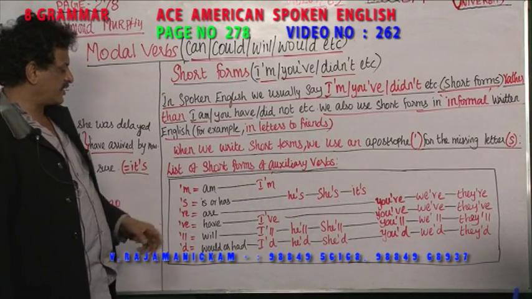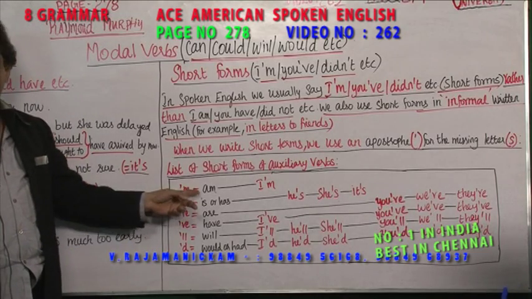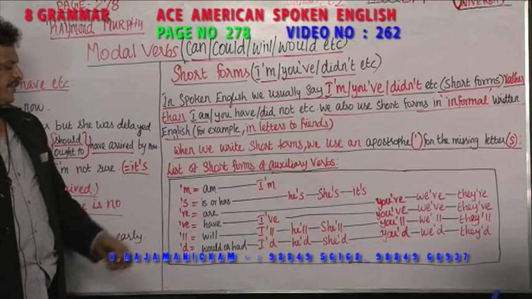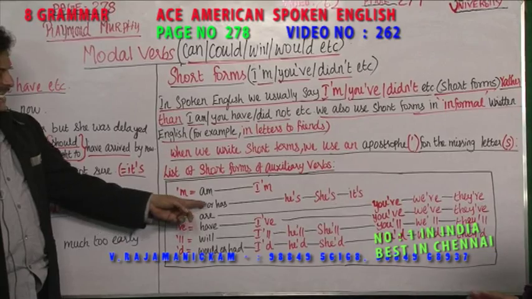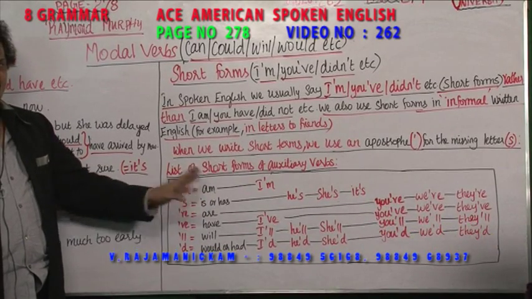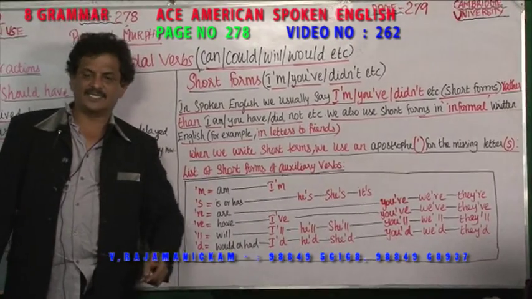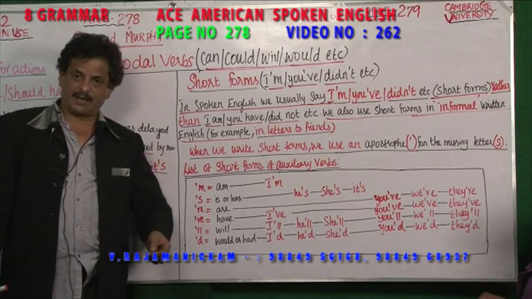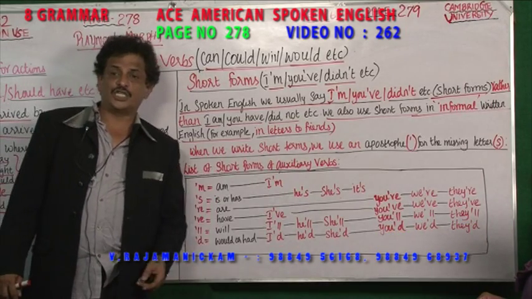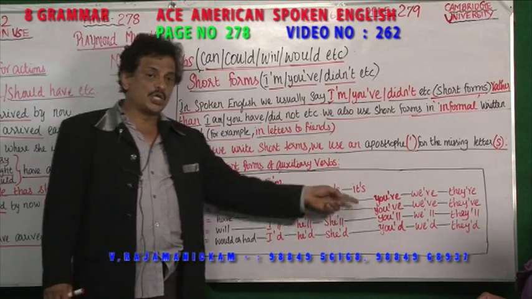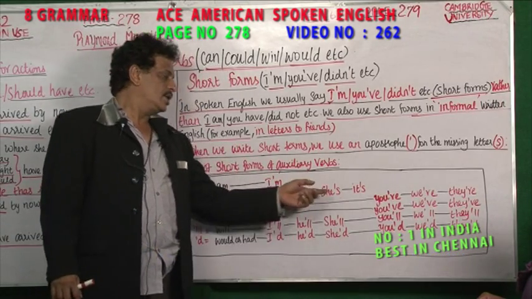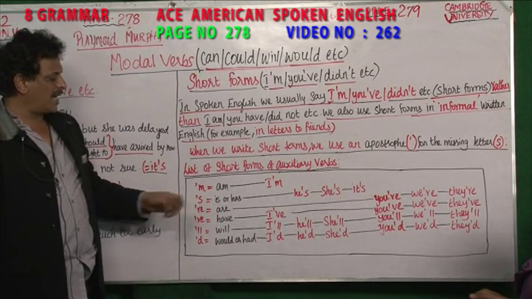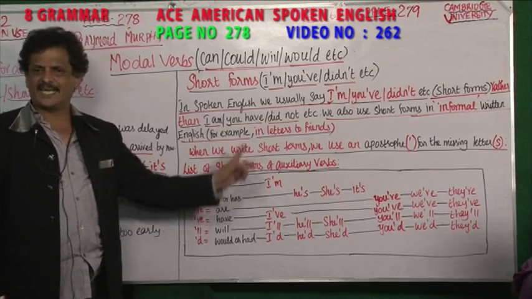List of short forms of auxiliary verbs. See, what does apostrophe M mean? Am: I am, I'm. What does apostrophe S mean? It stands for both is and has. He is: he's a doctor, he's a collector, he's coming, she's dancing, it's going. So she's means she is in spoken English. So apostrophe S means is and has.